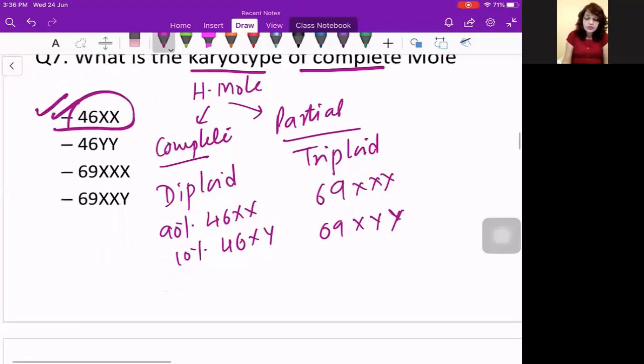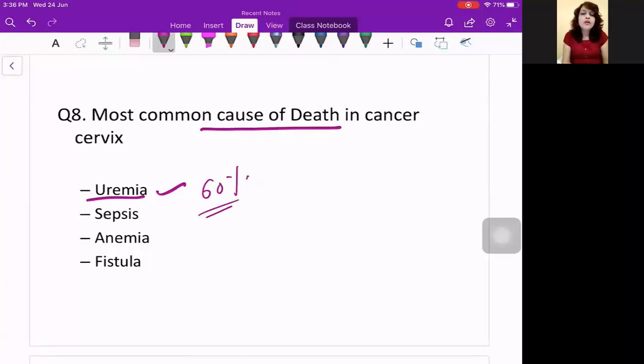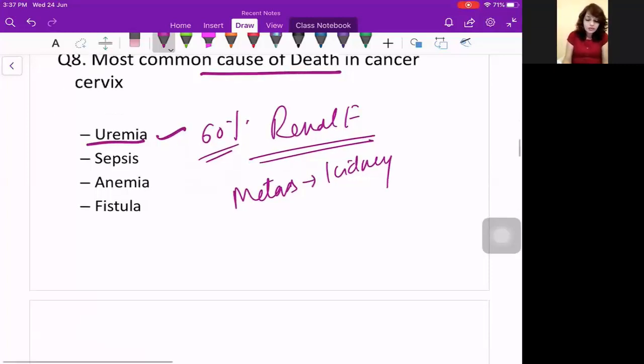Okay. So let's proceed with the further question. Most common cause of death in cancer cervix patient, it is a very straight question, it is uremia. 60% of cancer cervix patients die of uremia, that is renal failure. Even in final year MBBS, this was taught to us in Lady Hardinge Medical College, that the most common cause of death in cancer cervix is always renal failure because of the metastasis occurring to the kidneys, leading to shutdown of the renal system, rise of urea, leading to drowsy, disoriented behavior, and finally death. So this is a very straight question.